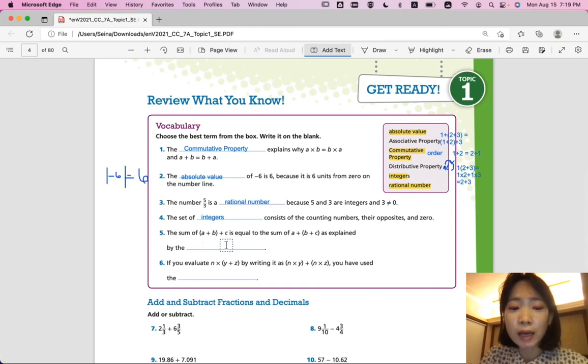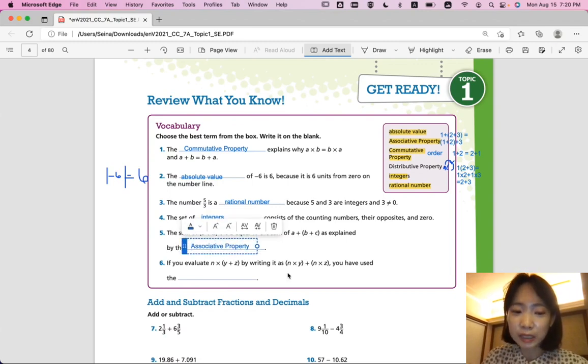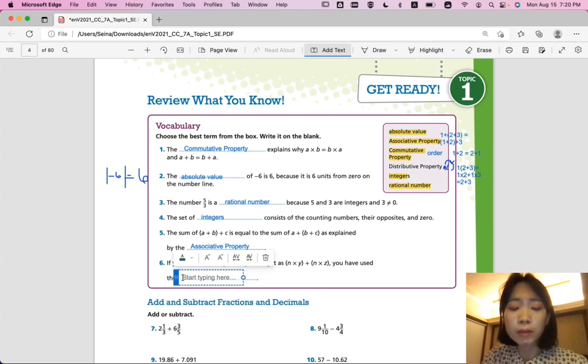Number 5, the sum of A plus parentheses B plus C is equal to the sum of A plus B in parentheses plus C, as explained by the associative property. Okay, and last but not least, number 6, if you evaluate n times parentheses y plus z by writing it as n times y plus n times z, you have used the distributive property. The distributive property involves both multiplication and addition.